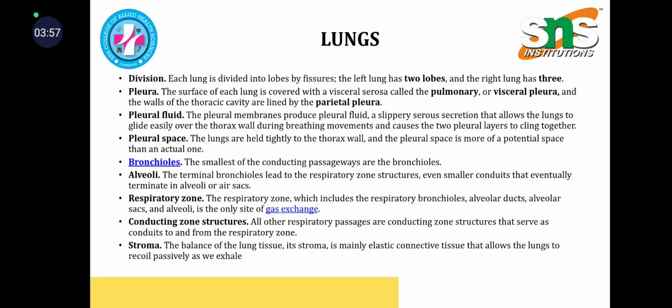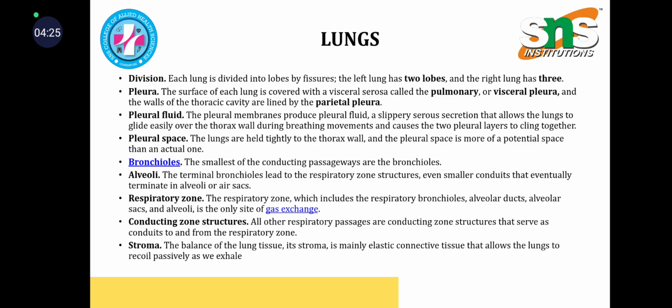Pleural fluid. The pleural membranes produce pleural fluid, a slippery serous secretion that allows the lungs to glide easily over the thorax wall during breathing movements and causes the two pleural layers to cling together. Pleural space. The lungs are held tightly to the thorax wall, and the pleural space is more of a potential space than an actual one.